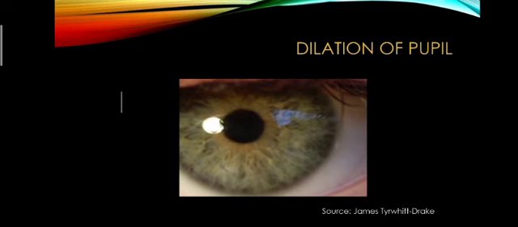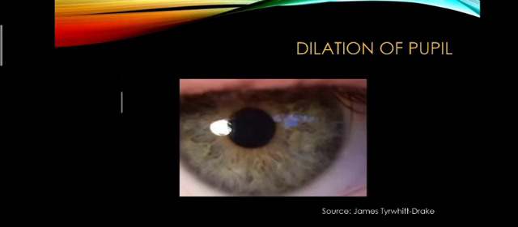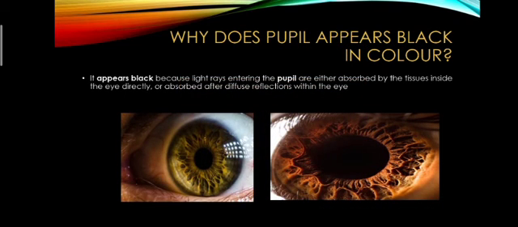I hope this video helps in understanding how the pupil responds to bright and dim light. Now let's move on. Why does the pupil appear black in color? The pupil appears black because light rays entering the pupil are either absorbed by the tissues inside the eye directly, or they are absorbed after diffuse reflections within the eye.